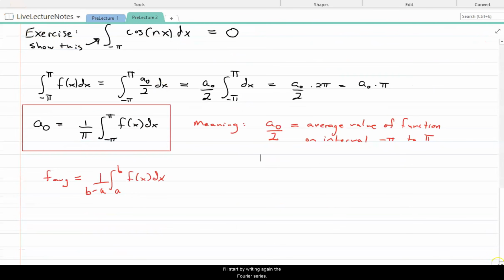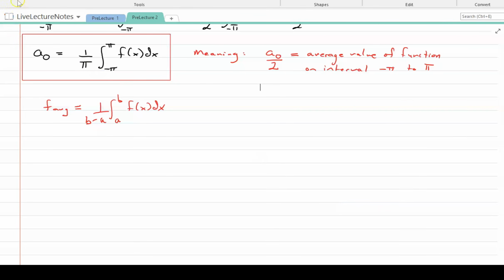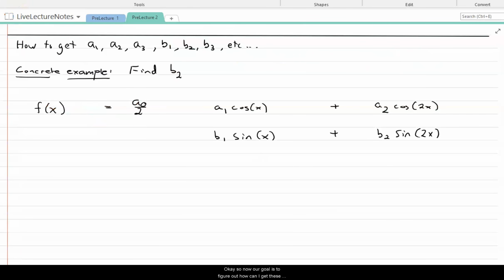I'll start by writing again the Fourier series. Now our goal is to figure out how I can get these other coefficients, a1, a2, a3, b1, b2, b3, and so on. There's an infinite number of those. To focus on a concrete example, suppose I want to find b2. That's the thing in front of the sine 2x term in the Fourier series. Same idea: I need to do something to the left side and the same thing to the right side in order to get rid of everything else and isolate b2. So, a little bit harder now.